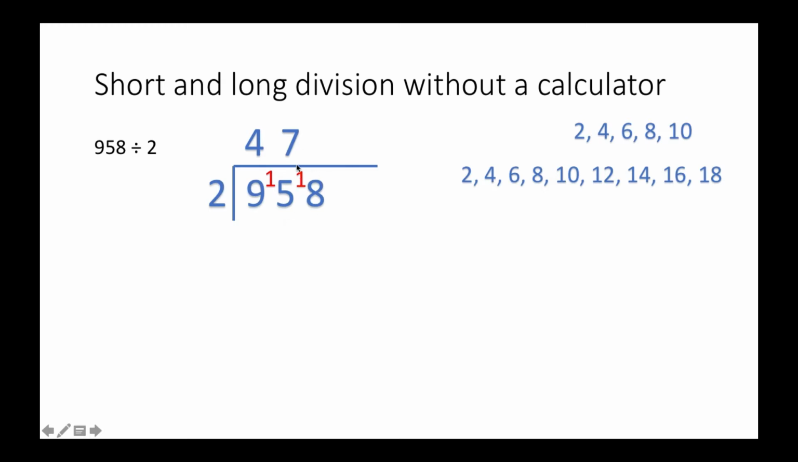So now I've got 18. How many 2s go into 18? Well, I know by looking at my list that 18 is in the 2 times table. So I just have to count. 1, 2, 3, 4, 5, 6, 7, 8, 9. So that goes there. And now I've run out of numbers. There's no remainders. So that's my answer. 479. 958 divided by 2 is 479.